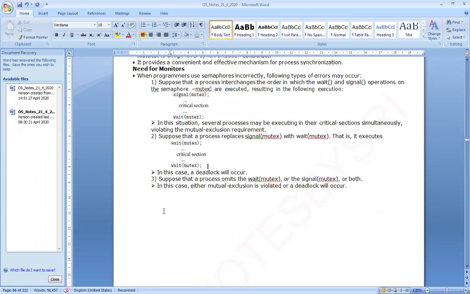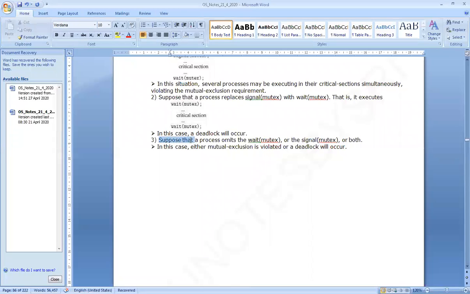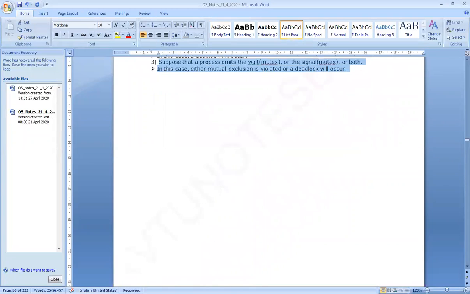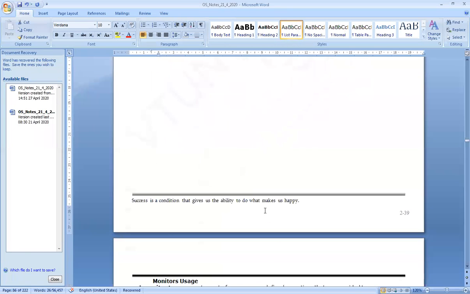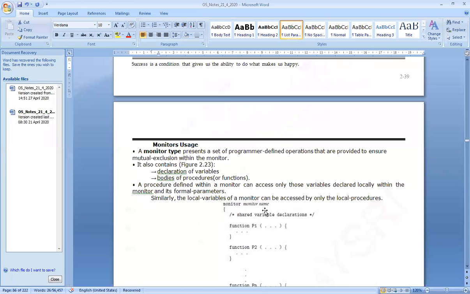One more problem we come across is, suppose that the process omits the wait function, or signal function, or both functions, then it leads to one more difficult situation. Suppose we are using both wait and signal functions, but while writing the program, the programmer omits the wait function and omits the signal function. Then it leads to one more kind of problem, which leads to a process synchronization problem. So we should see that all these problems are solved with the help of monitors.